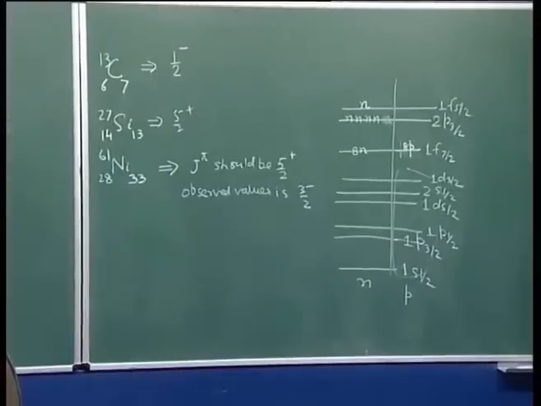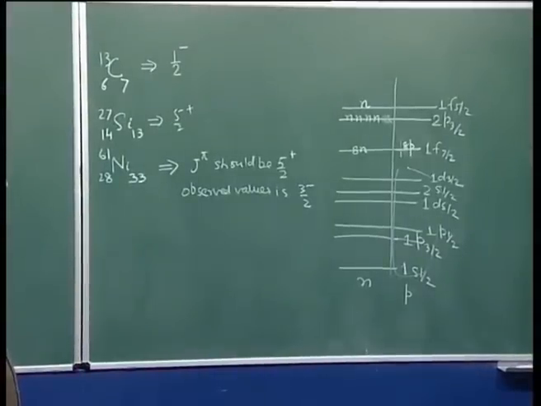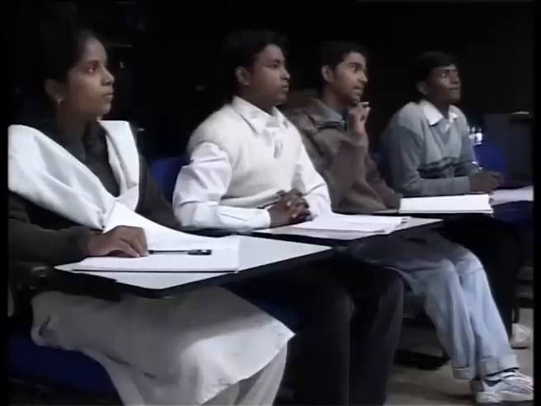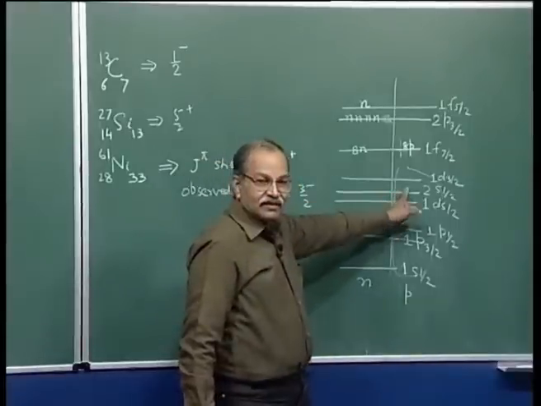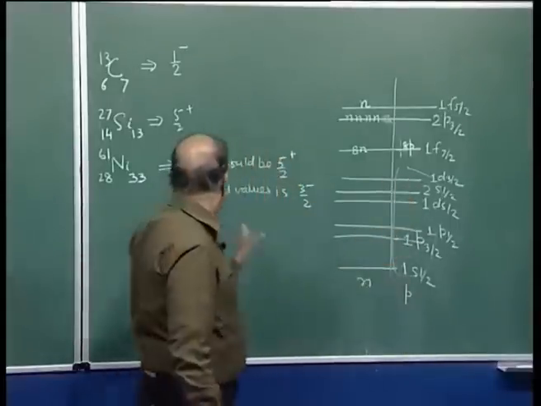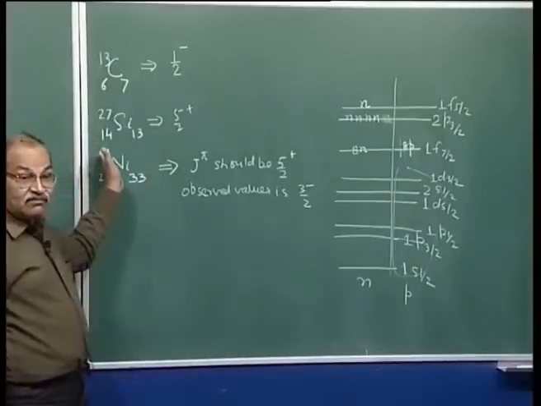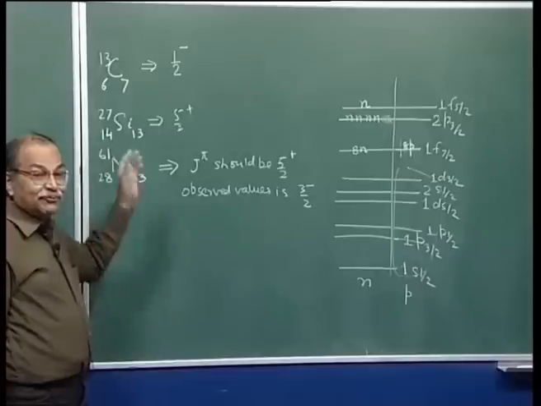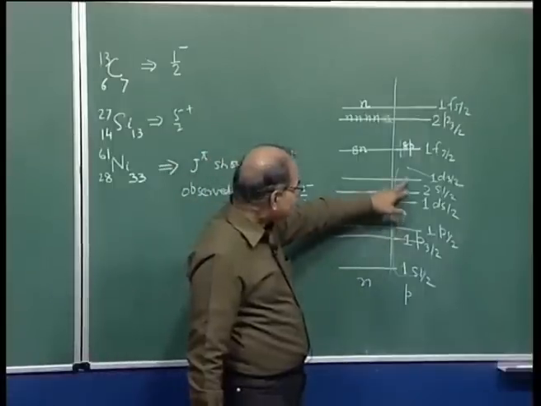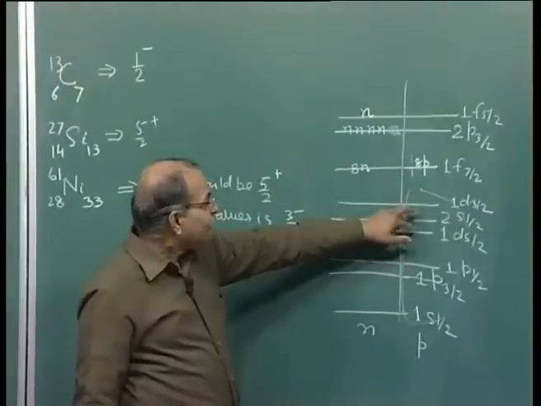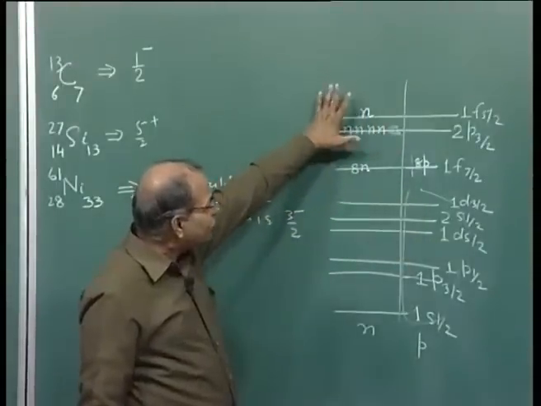Observed value is 3/2 minus. The ground state spin parity of 61 nickel is measured to be 3/2 minus. Okay, so that will be here, since you have 61 nucleons, the order will change, I told you, but that was here, not here. This order remains the same.